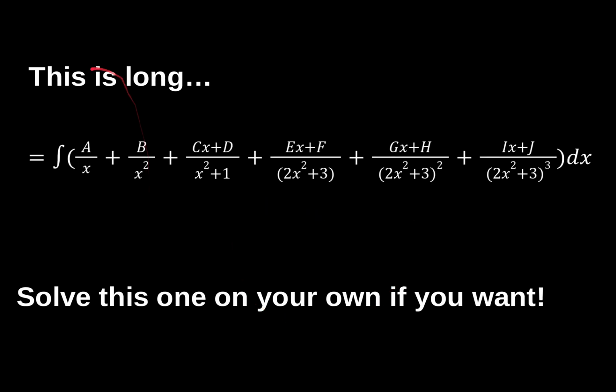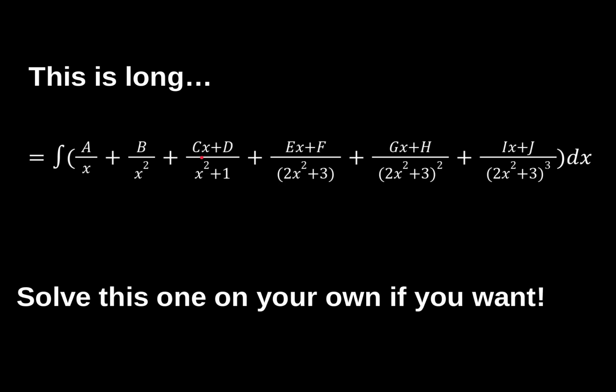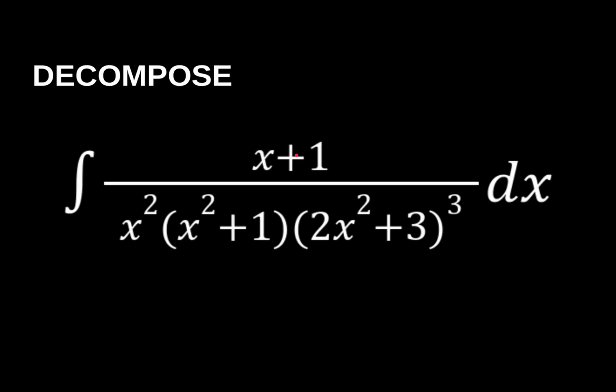If you were to start trying to solve this problem, this is what you're supposed to get: A over x, because x, then x squared, plus b over x squared, plus, because of the x squared plus 1, cx plus d, because all the lower powers of x squared are x, and x is a 0, which is 1, so cx plus d over x squared plus 1. Now time to go through the powers of 2x squared plus 3.